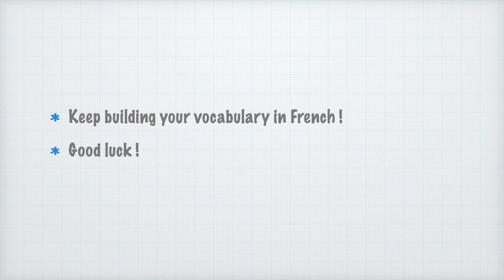Now, here's what you need to do. Keep building your vocabulary in French. Every time you come across a new word in French, which is a noun, try to learn and remember that word along with its gender. In another lesson, I will share with you some clues to identify the gender of a noun. Until then, keep building your vocabulary, applying these rules, and I will see you soon in another lesson. Okay? Good luck.